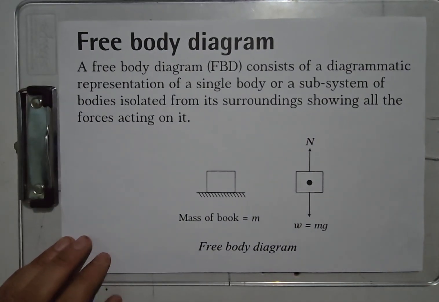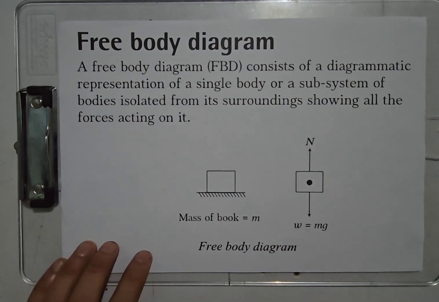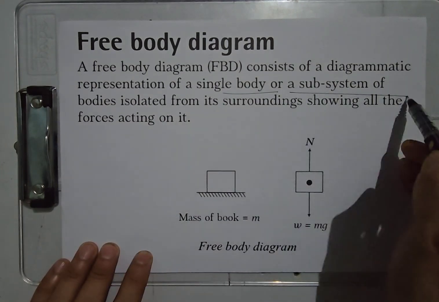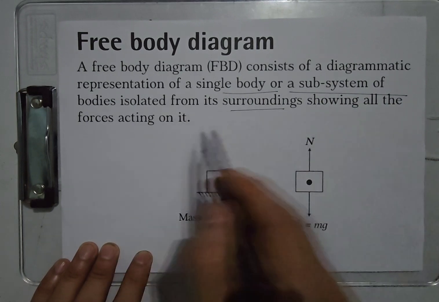Today's last topic. What is free body diagram? A free body diagram is nothing but the diagram which consists of the diagrammatic representation of a single body or a subsystem of the body isolated from its surroundings, showing all the forces acting on it.